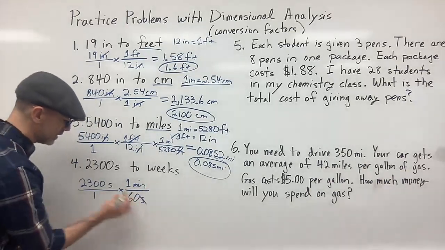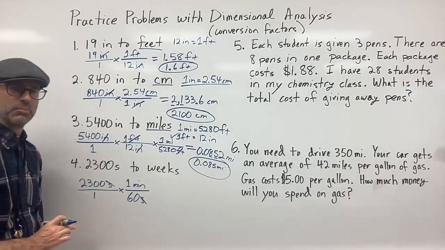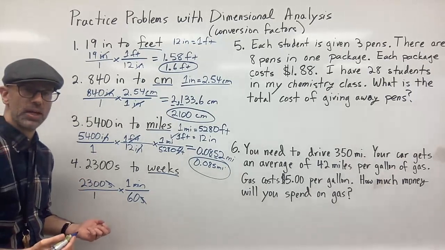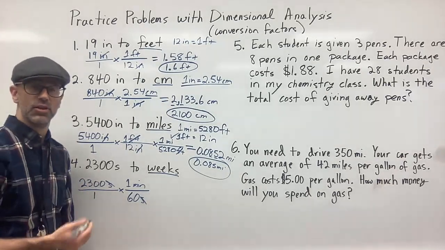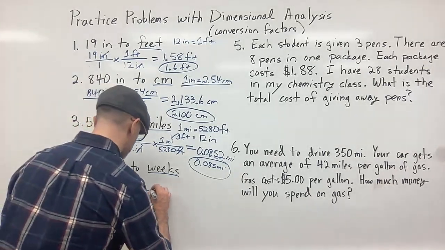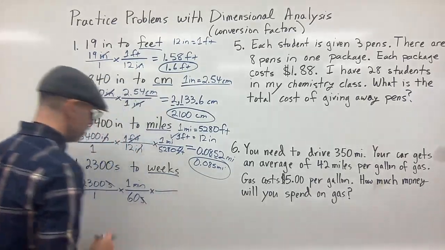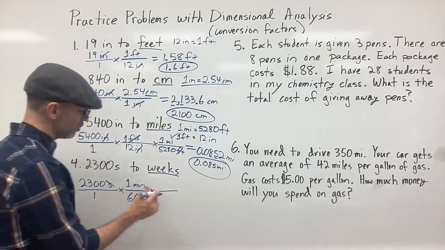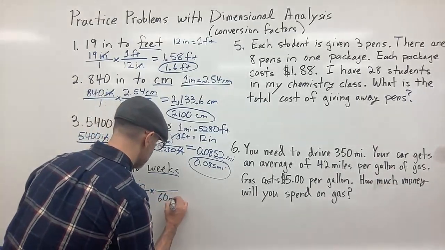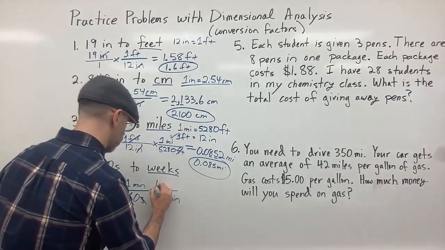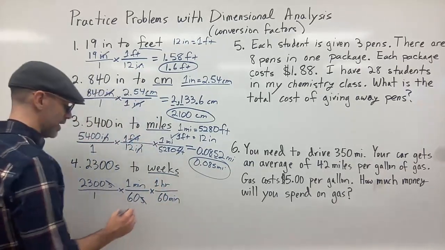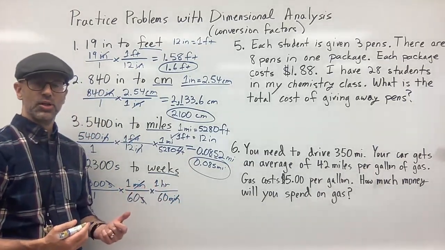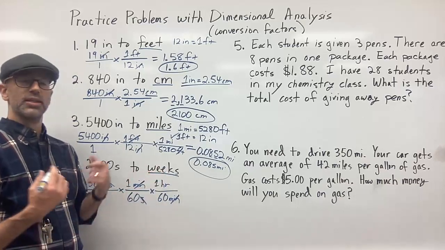So now seconds cancels out. We have minutes on top. But we don't want minutes, we want weeks. So what can we convert minutes to? We can convert minutes to hours. I know that there's 60 minutes in an hour. So I have minutes on top, so I'm going to put 60 minutes on the bottom, and I'm going to put 1 hour on top. So now minutes cancels out.